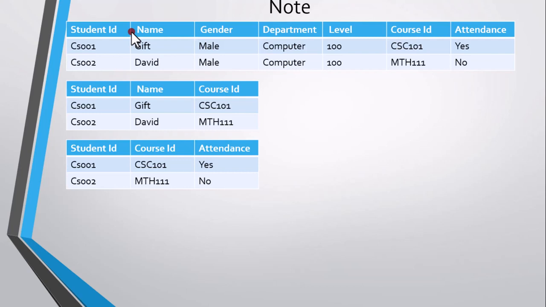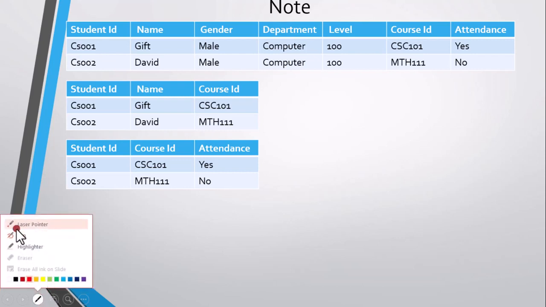Now, a question could come. What is the name of student CSC 002 from the third table? That is, the name has to be referenced in the first table as David. Now, let me explain further.